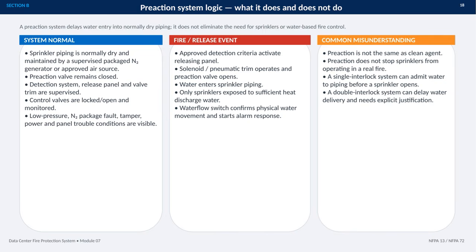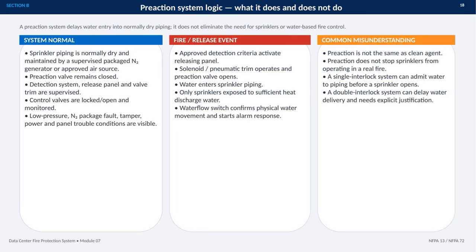During a fire or release event, approved detection activates the releasing panel. The solenoid or pneumatic trim then opens the preaction valve, allowing water into the piping. Only sprinklers exposed to sufficient heat discharge water, while the water flow switch confirms that water is actually moving and initiates the alarm response. A key misconception is that preaction means clean agent, or that it prevents sprinkler operation. It does neither.